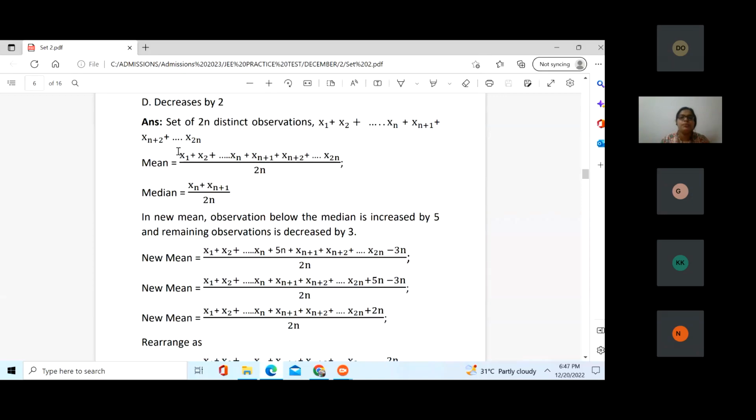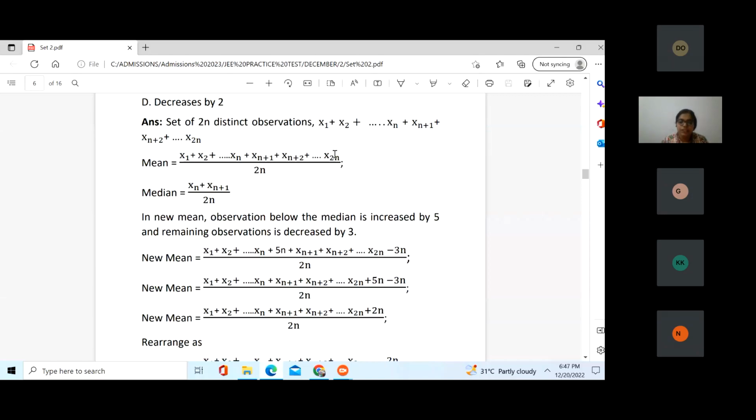Here, in the new mean, observations below the median are increased by 5 and all the remaining observations are decreased by 3. So xn is the median, and all the observations up to it are increased by 5. So x1 is increased by 5, x2 is increased by 5, x3 is increased by 5, up to the median. After that, all the remaining ones, xn plus 1, xn plus 2, etc. up to x2n, are decreased by 3.